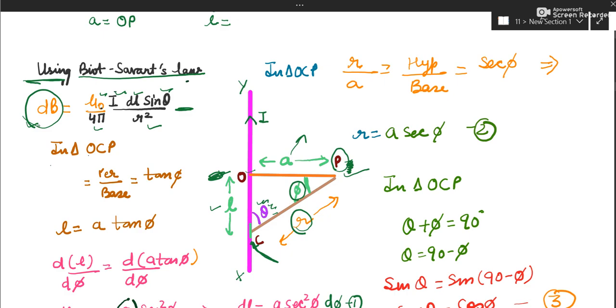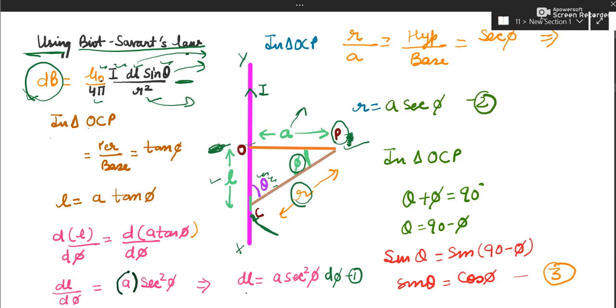Now we will be replacing dl, sine theta and r. We will be replacing these three quantities. How to replace? We will be reporting them in terms of A and phi. These two symbols are allowed, A and phi. So we have to replace dl, then the second quantity r, and then we have to replace sine theta. So let us see. In triangle OCP, let us look at triangle OCP. Can you see O, C, this point is C, and look at point P. So this is the triangle OCP.